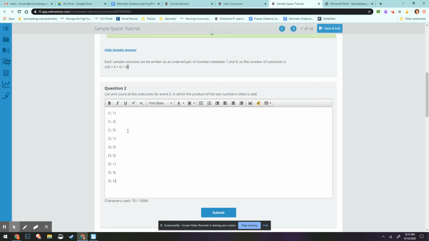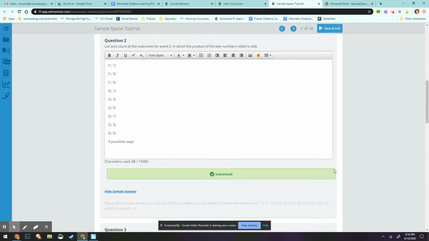Right, so basically, if I want two numbers to multiply to an odd number, both numbers have to be odd. So these are all of the possibilities of ways that I could roll 2 dice and get an odd number. And if you count them up, that is 1, 2, 3, 4, 5, 6, 7, 8, 9 possibilities. Okay, so 9 possible ways to roll 2 dice and have them multiply to an odd. Okay, and you can look and see, yay, we got it right.